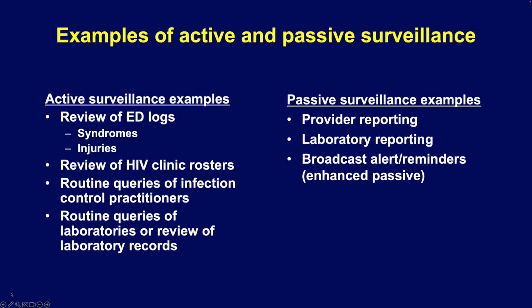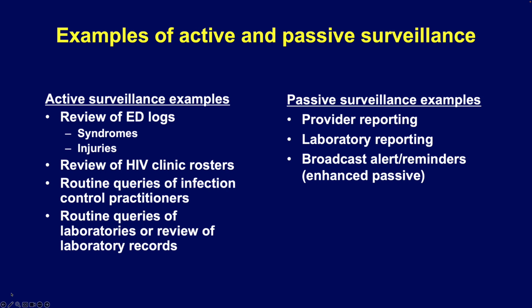Here are some examples of active and passive surveillance approaches. On the active surveillance side, health department staff routinely could visit emergency departments, reviewing their logs, looking for specific kinds of syndromes or injuries. It could be a surveillance system for severe head injuries. They could routinely review HIV clinic rosters, looking for new cases of HIV that have not been reported to the surveillance system before. And they could routinely query infection control nurses in hospitals about any new cases of encephalitis that they may have known about or treated in the last few days. And the health department could routinely query laboratories or review laboratory records.